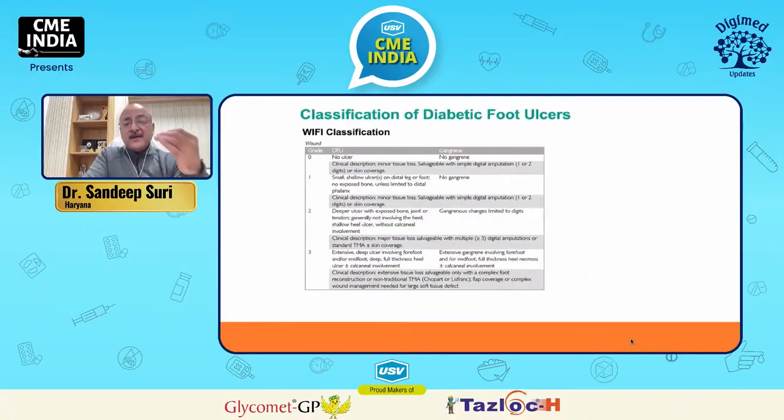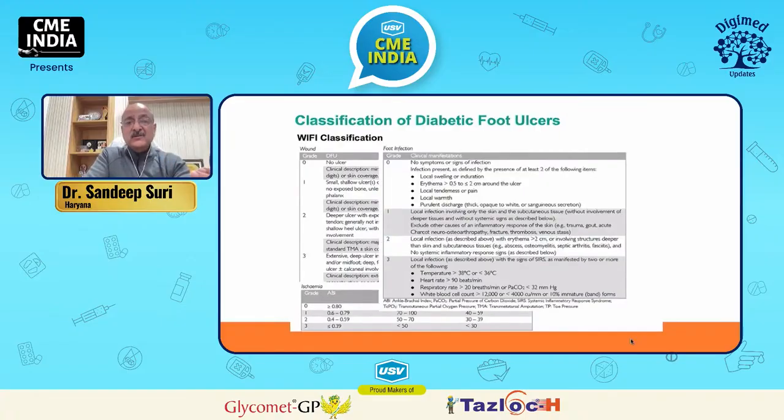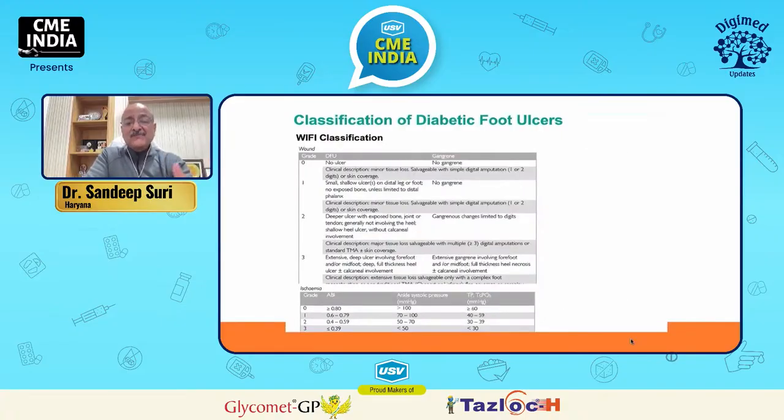Wound, ischemia, and foot infection. So this is the way to have a proper comprehensive classification. Wound: whether there is an ulcer, deep ulcer, shallow ulcer, bone involvement, inside tissues, or gangrene, and what the type of exudate is. All these are comprehensively looked at in various grades.